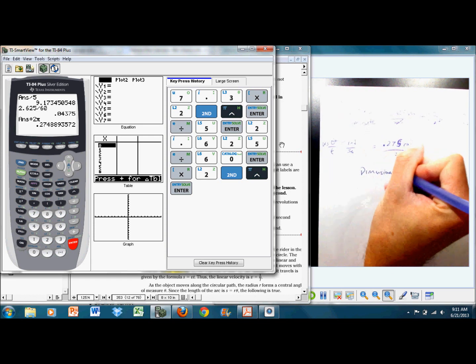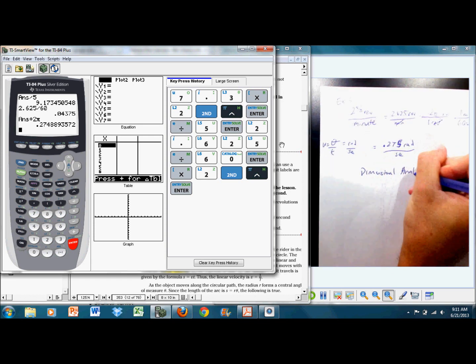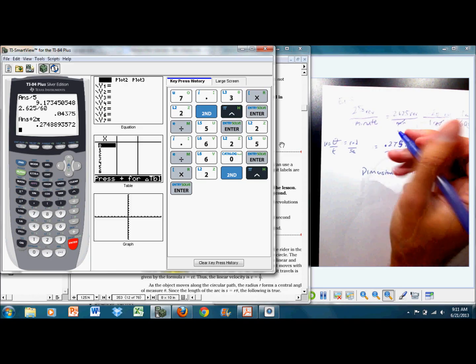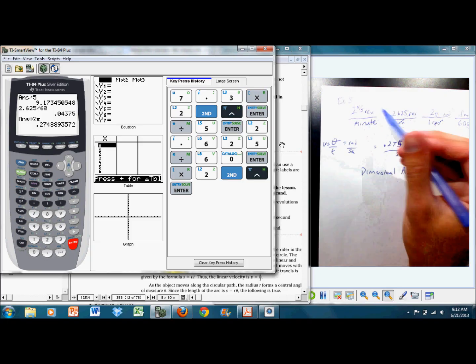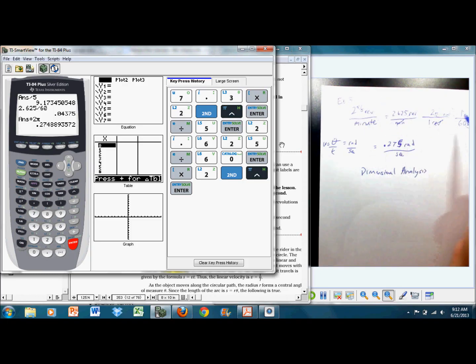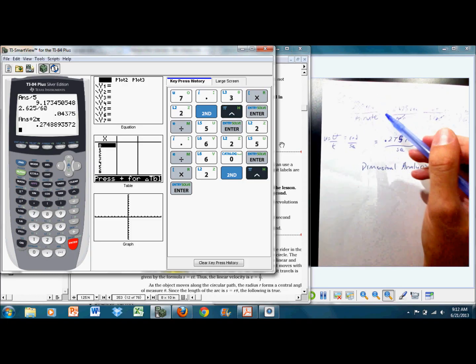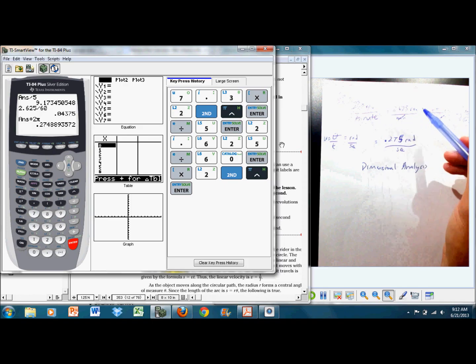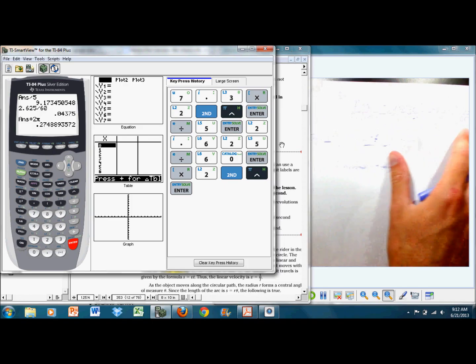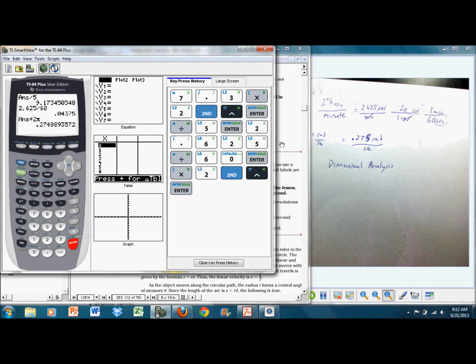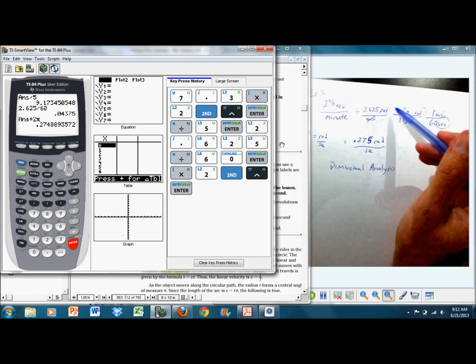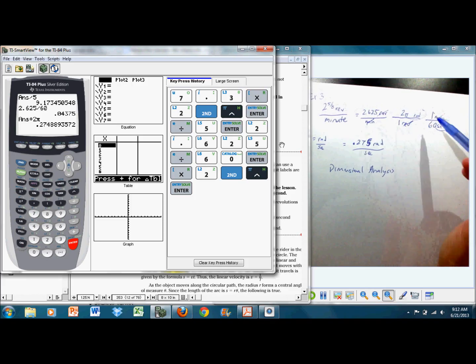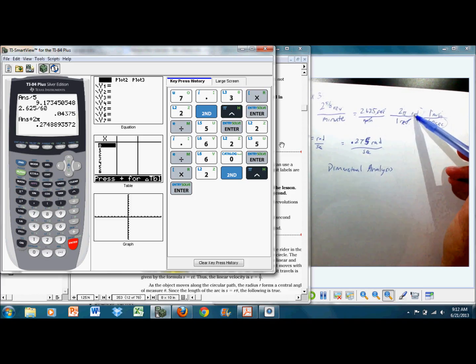All right, so what we actually used here is called dimensional analysis. That's when you have an answer that's in the incorrect units. One thing you can do is cancel out units until you get the correct answer. So we started with revolutions per minute, and then we knew that there were 2 pi radians for every 1 revolution. So we could cancel out revolutions with revolutions, and now we have radians, which is what we wanted.